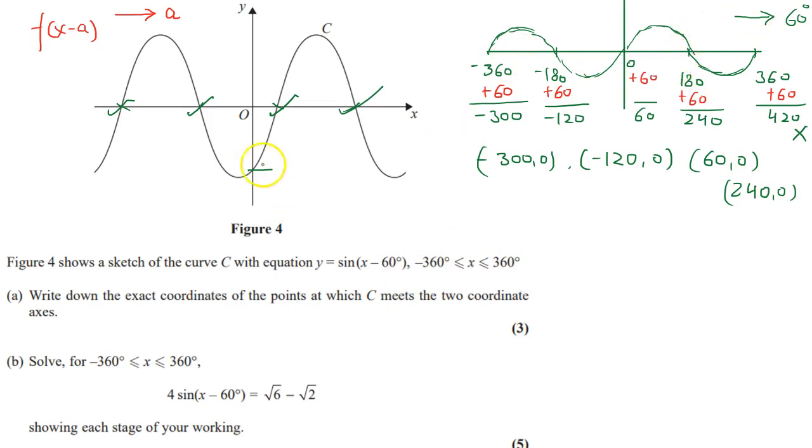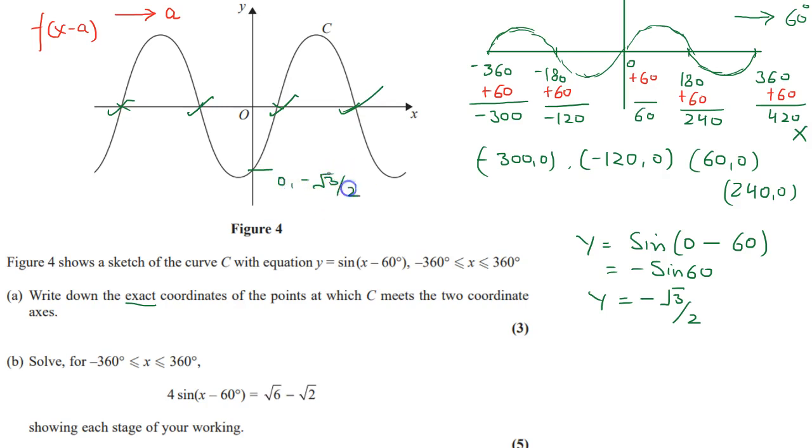Now we have to calculate this point. So we have y is equal to sine x, and x is 0. On this line x is 0, only y is there. 0 minus 60, so it is minus sine 60. He's asking for the exact value, so you can't write it in decimal. So sine 60 is root 3 over 2, and this is negative. Sine minus theta is minus sine theta, so minus root 3 over 2. So this point will be 0 and minus root 3 over 2.